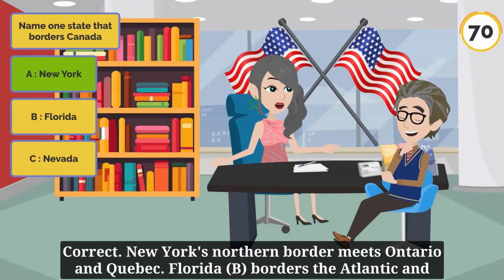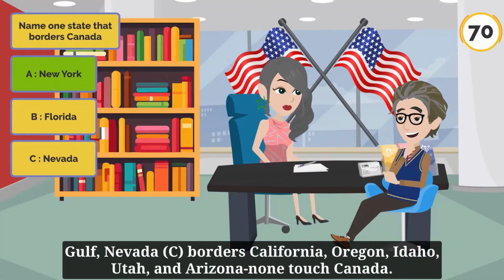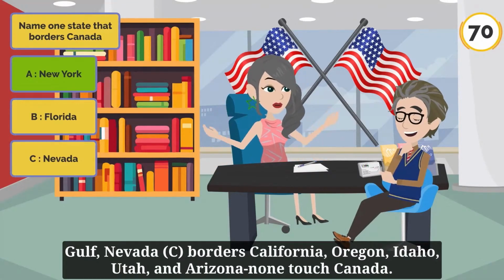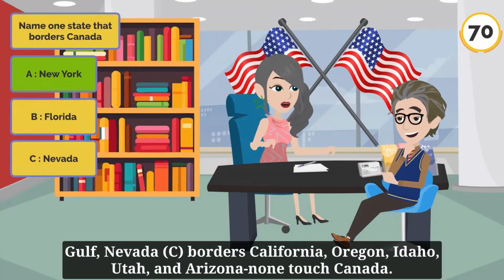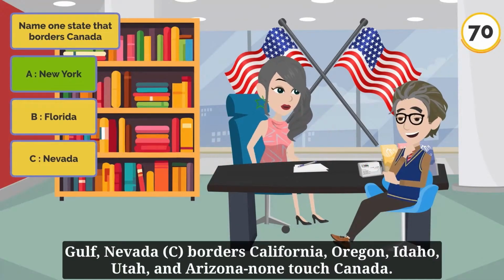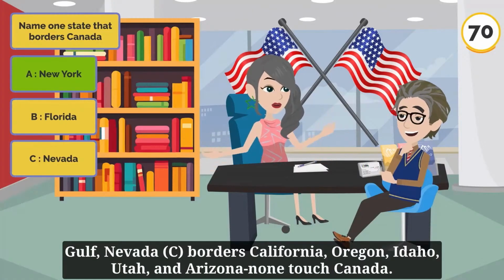Florida, B, borders the Atlantic and Gulf. Nevada, C, borders California, Oregon, Idaho, Utah, and Arizona. None touch Canada.